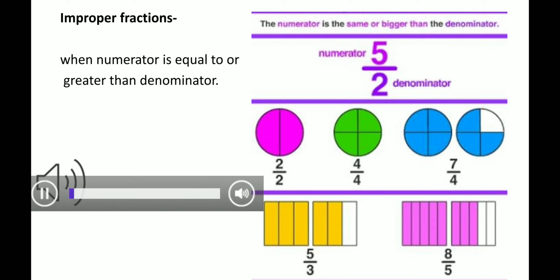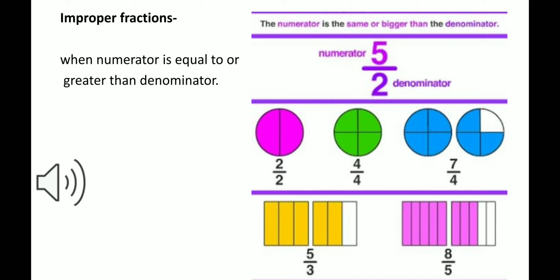So, improper fraction. What is an improper fraction? When the numerator is equal to or greater than the denominator. Till now it was less than the denominator. Now the numerator can be equal to the denominator or anything more than the denominator, and that will be termed an improper fraction.